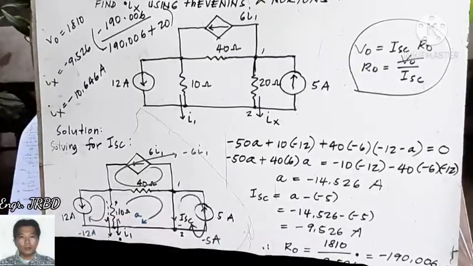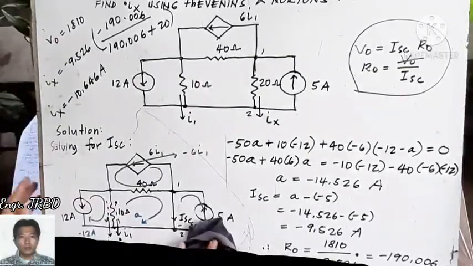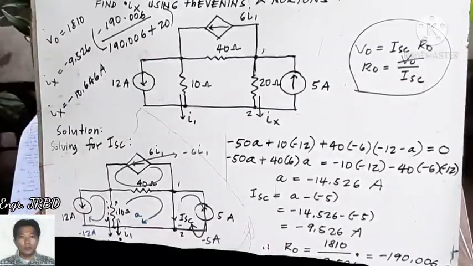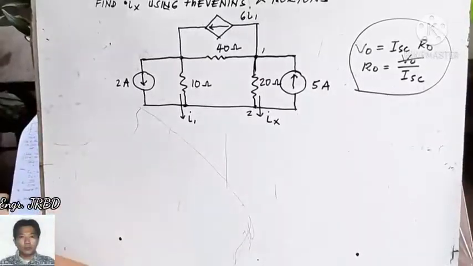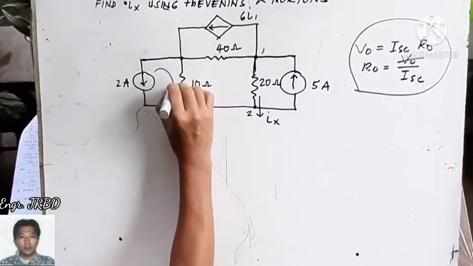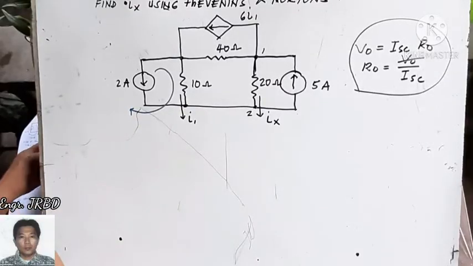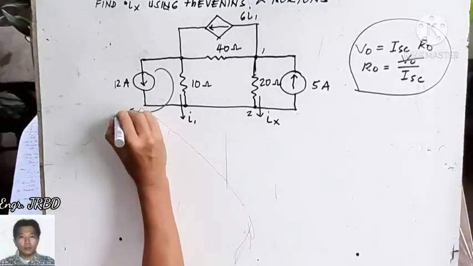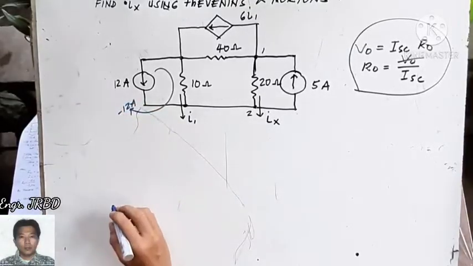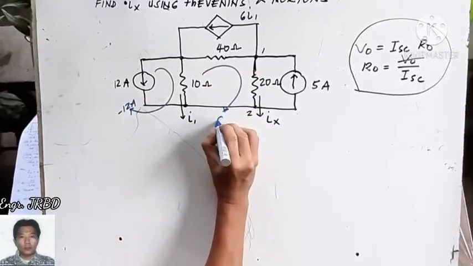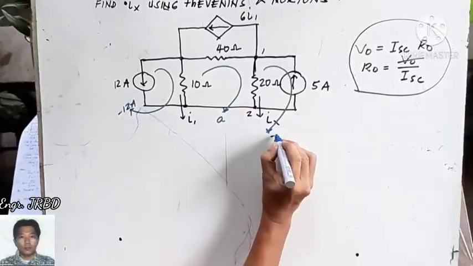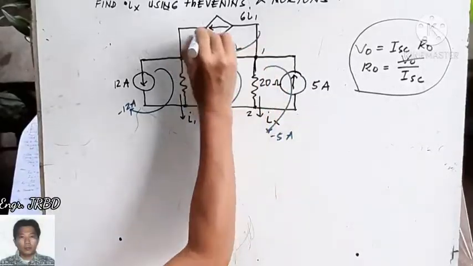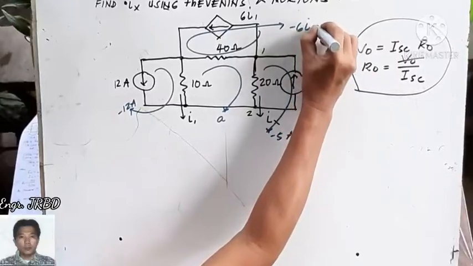If you want to validate more, then of course you can try solving the same problem by the use of another means, for example, by loop analysis. Let us try to solve this by loop analysis. The circulating current here is negative 12 amperes. The circulating current here is unknown, that is A. Circulating current here is negative 5. Then the circulating current in this one is negative 6 I1.